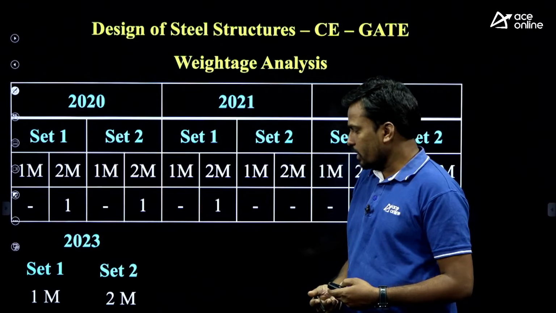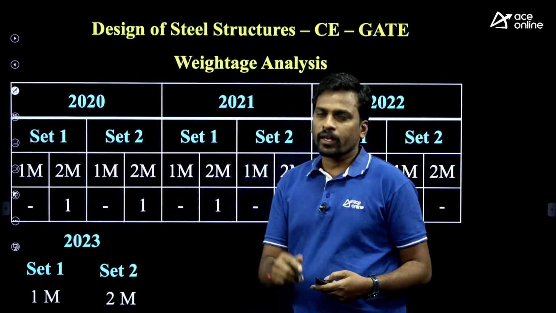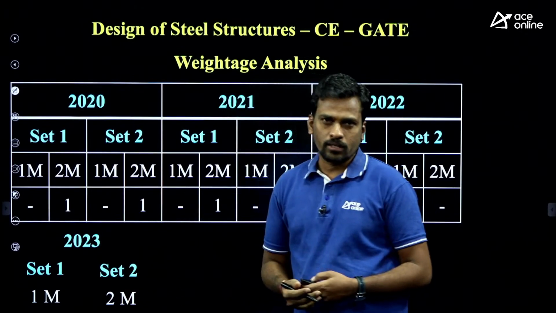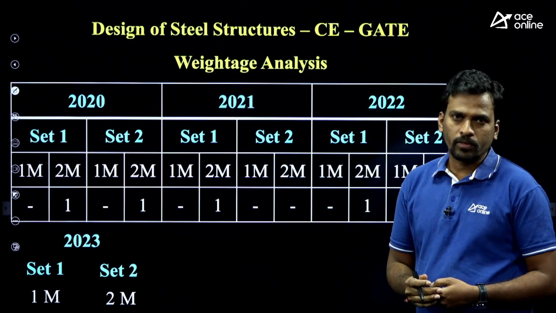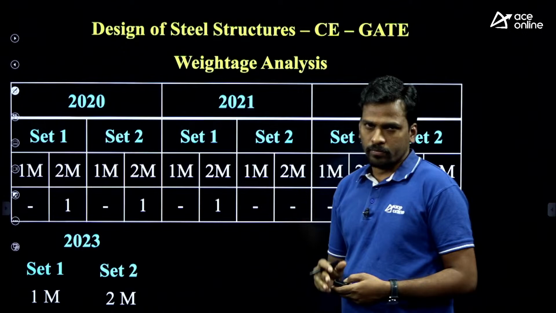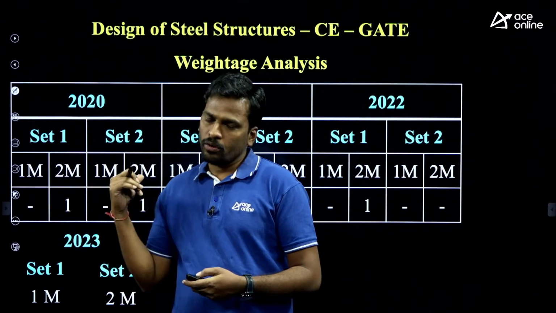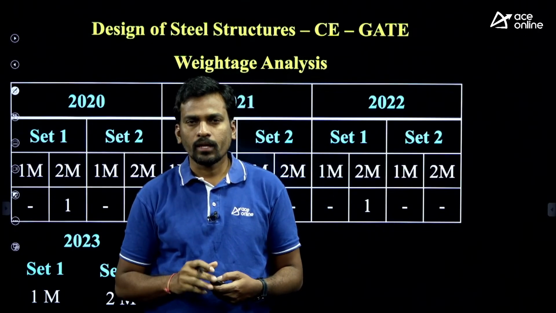In 2023, there is only a 1 mark question in set number 1. In set number 2, 2 marks. So this is the least weightage for the GATE exam. Students, I'm talking about only GATE people: if you have time, then only read this subject, otherwise leave it.